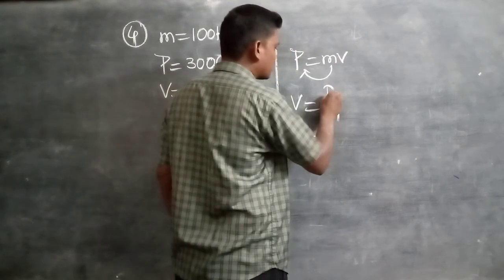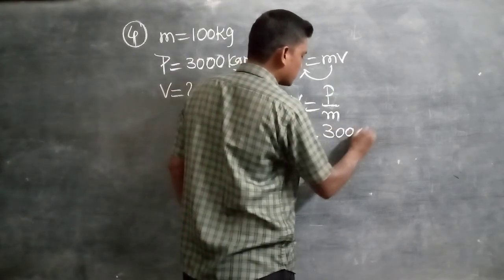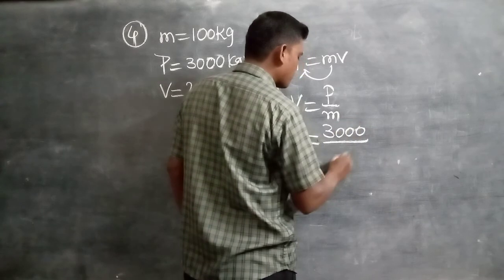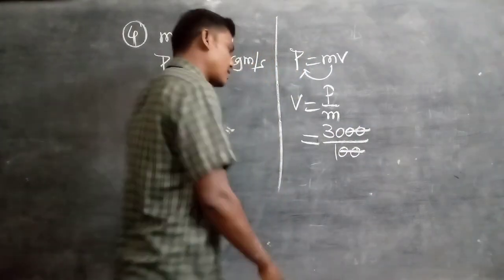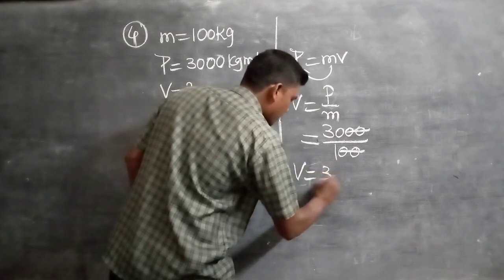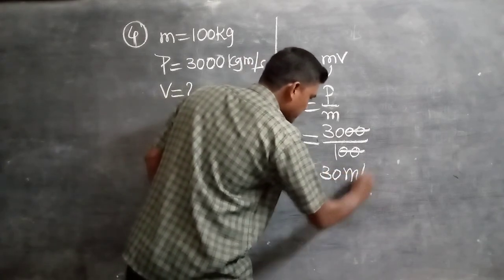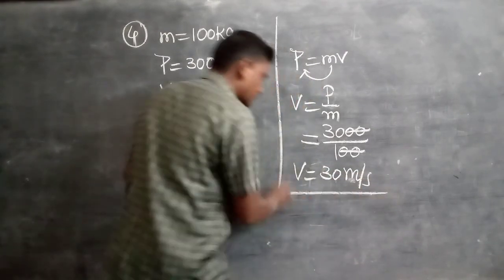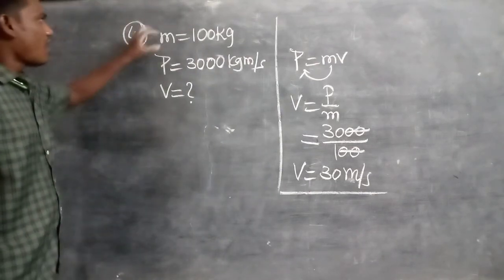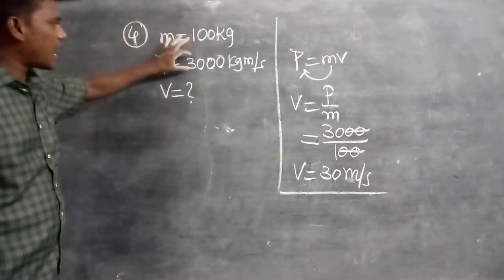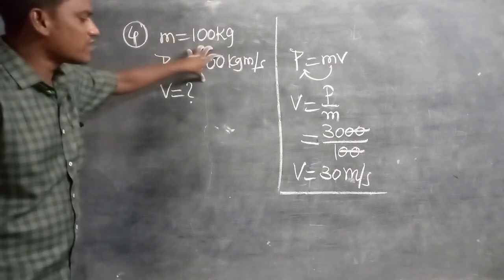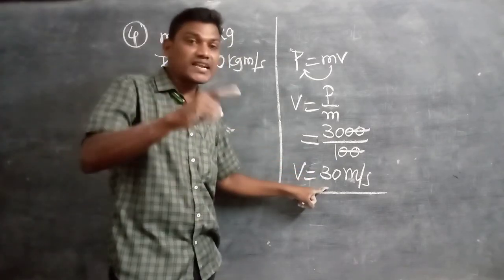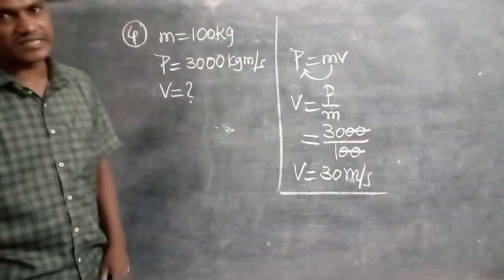Then that equals, what is the P value? 3000. What is the M value? 100. Two zeros get cancelled. That's right. What is the velocity of the car? 30 meters per second. So a car of mass 100 kgs having 3000 kilogram meter per second momentum will move with how much velocity? 30 meters per second velocity.